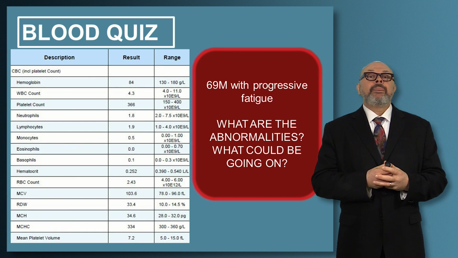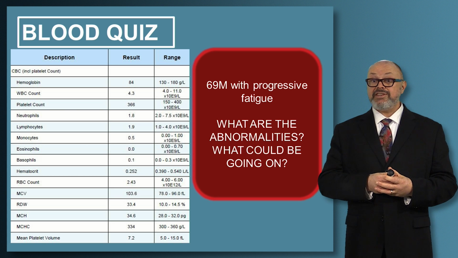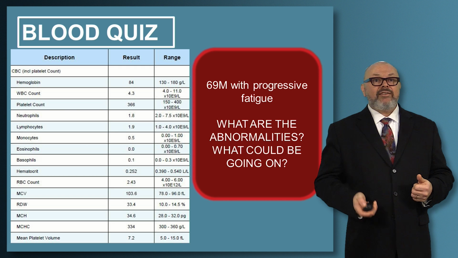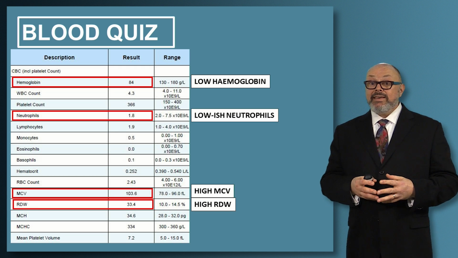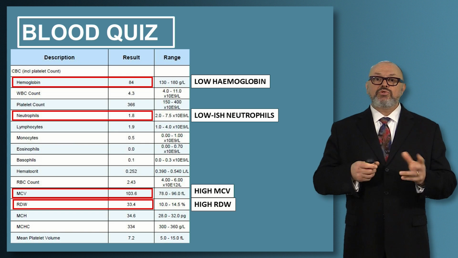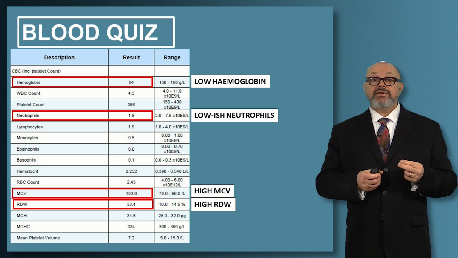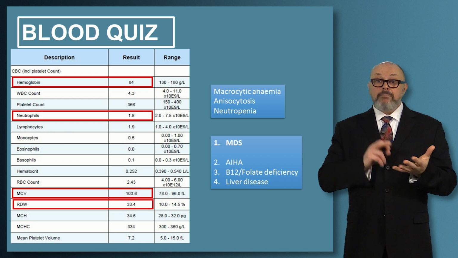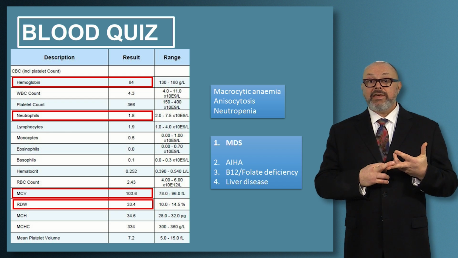Next case. Now we have a 69-year-old man who's presenting with progressive fatigue. Here's his CBC. Pause the video and have at it. And what we see is that he's got a low hemoglobin, he's got a low-ish neutrophil count of 1.8, his MCV is increased, and his RDW is very high, 33. So, he's got macrocytic anemia, anisocytosis, and mild neutropenia.